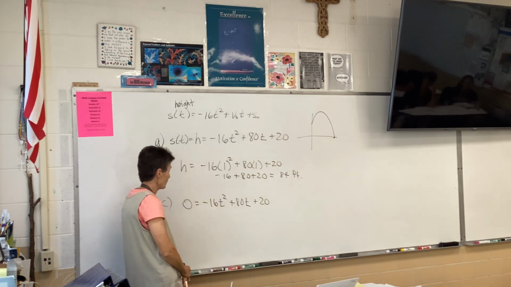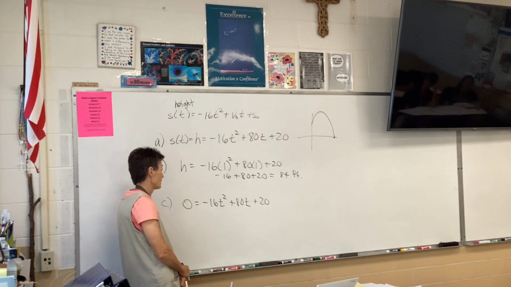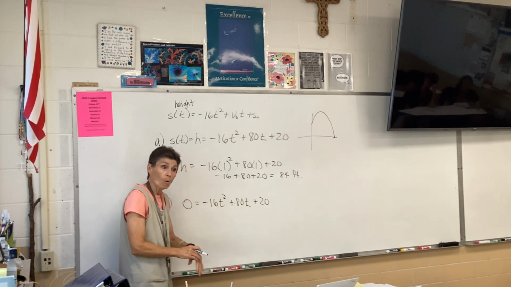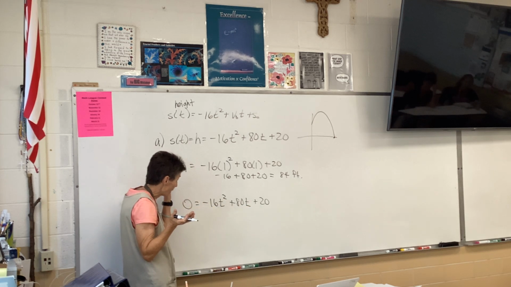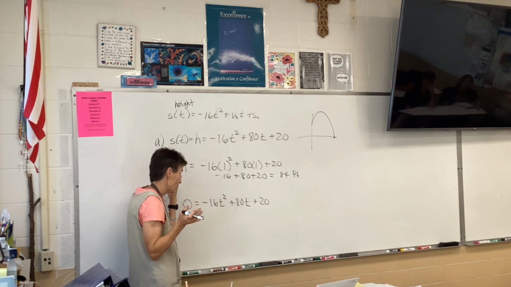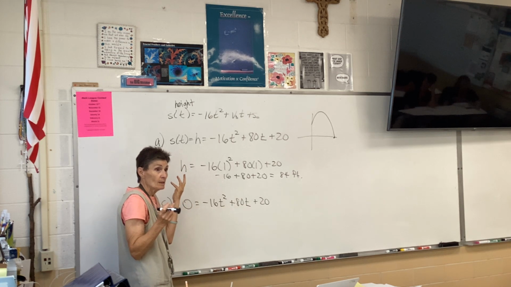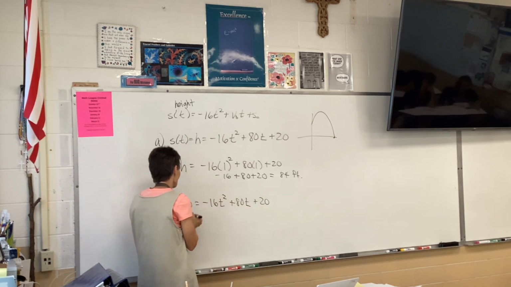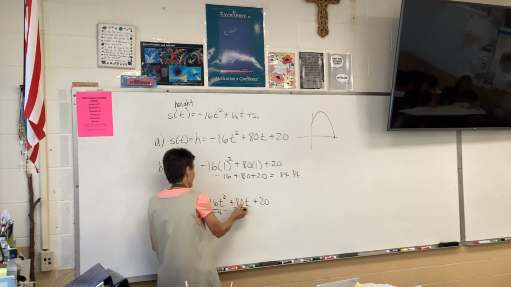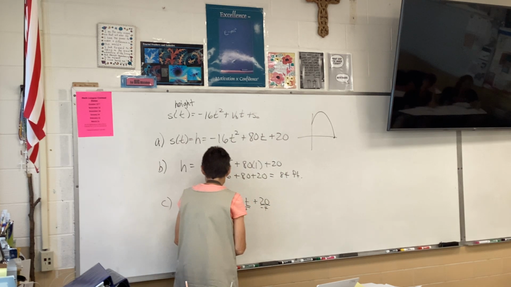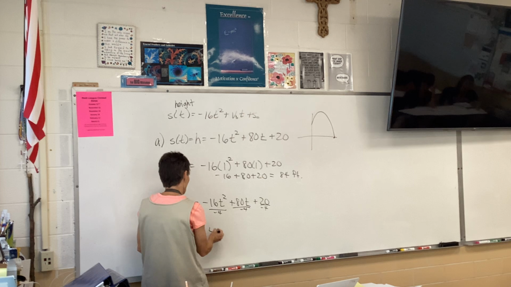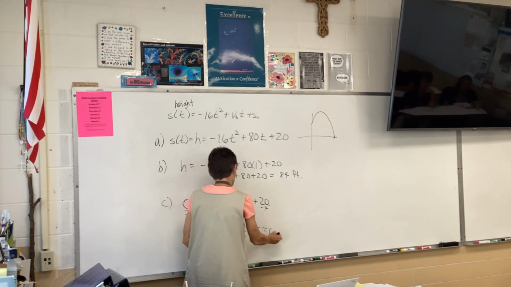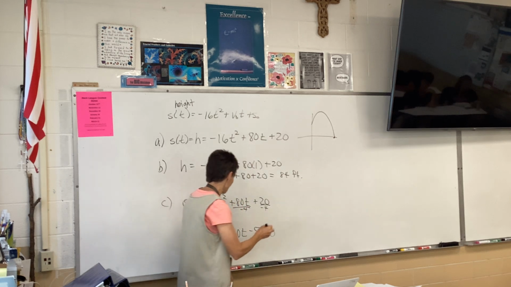If you're gonna solve it with the quadratic formula, then you can go ahead and use a, b, c, or you could divide everything by negative 4, if you wanted to. You don't have to. You can solve it just like this. I'm gonna go ahead and divide everything by negative 4. So I'm gonna solve the equation 4t² − 20t − 5.